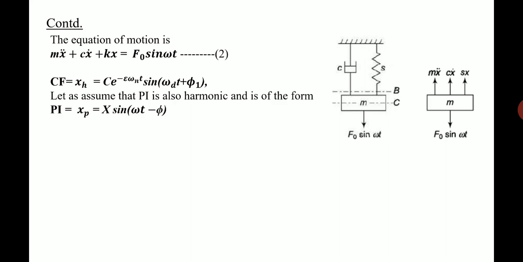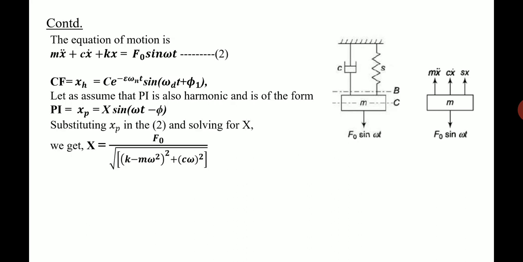Now, we have to find out the particular integral also, because this is a non-homogeneous equation. So let us assume that the particular integral is also a harmonic function, and it is of the form xp is equal to X sin of omega t minus phi. As we have done in the previous session, substituting the value of x in the main equation, we can find out that capital X is equal to F0 divided by the root of k minus m omega square the whole square plus c omega the whole square.